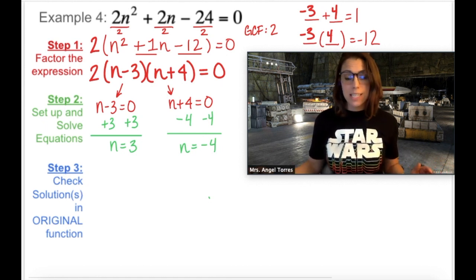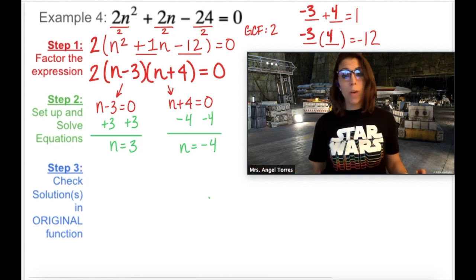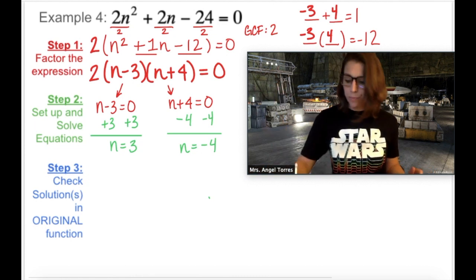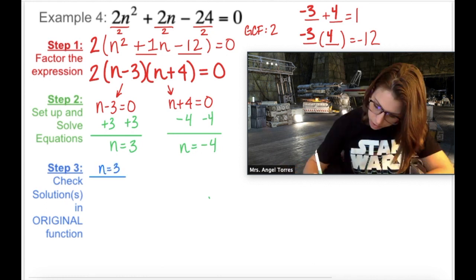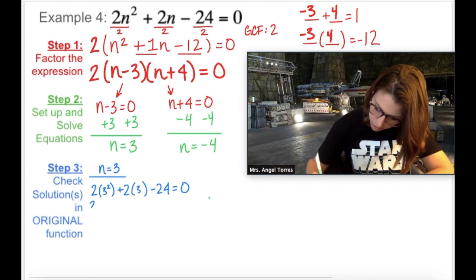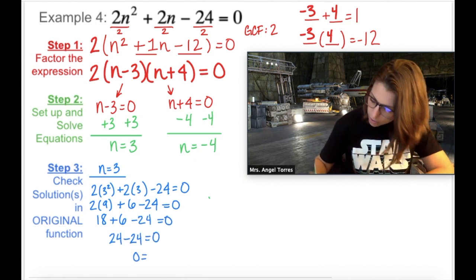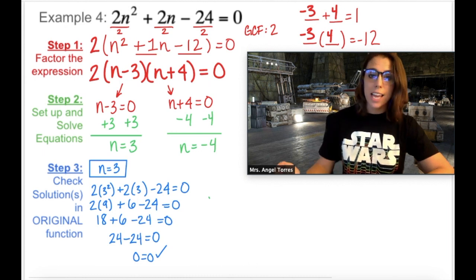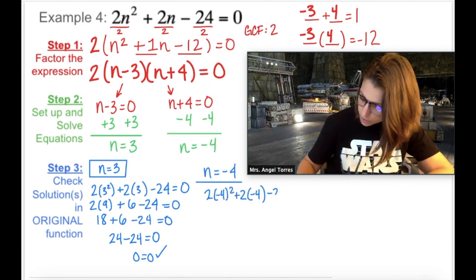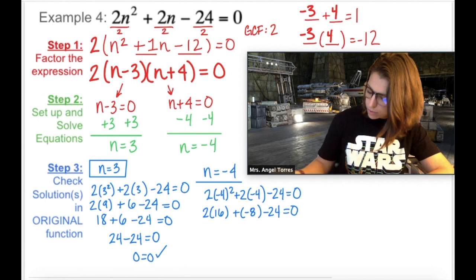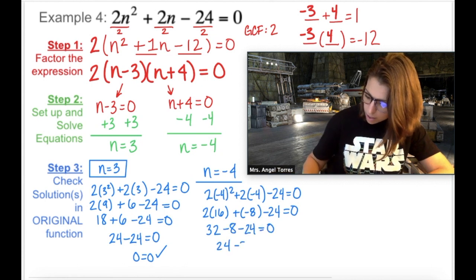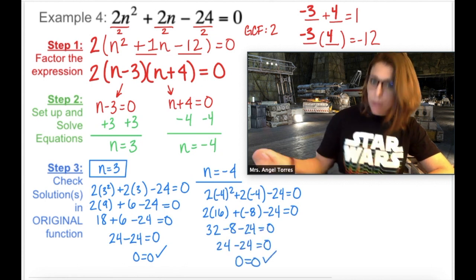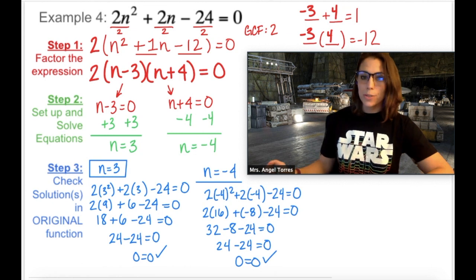Checking both solutions in the original standard form function. That means the original one with the leading coefficient of 2. So let's go ahead and do that now. And 0 equals 0, so n equals 3 is a solution. Now let's check negative 4. And since 0 equals 0, negative 4 is also a solution.